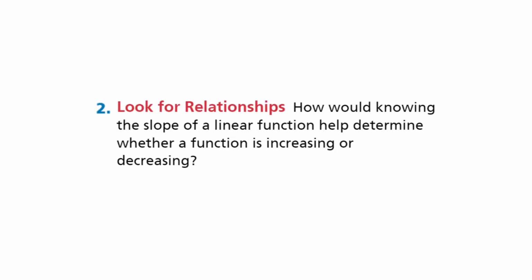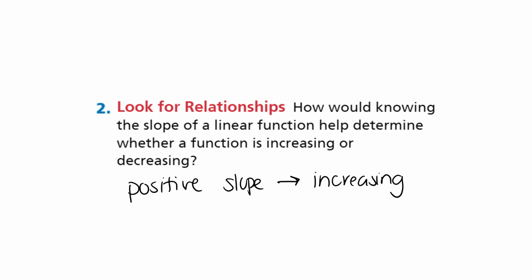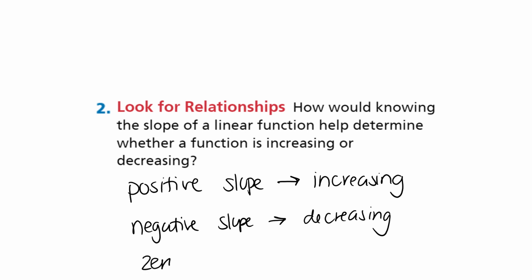Number 2, how would knowing the slope of a linear function help determine whether the function is increasing or decreasing? If the slope is positive, that would be an increasing graph. If the slope is negative, it would be a decreasing graph. If the slope is 0, that would be a constant graph.